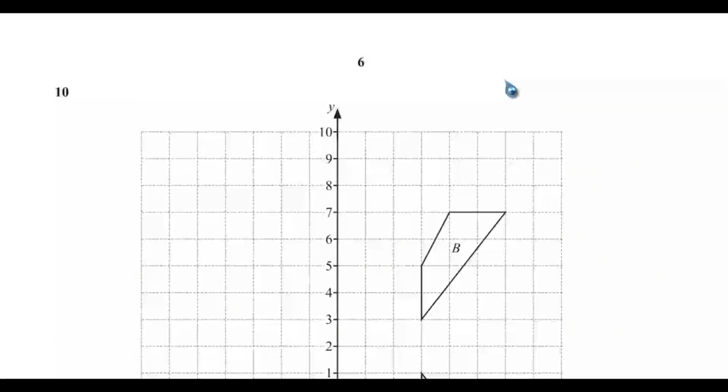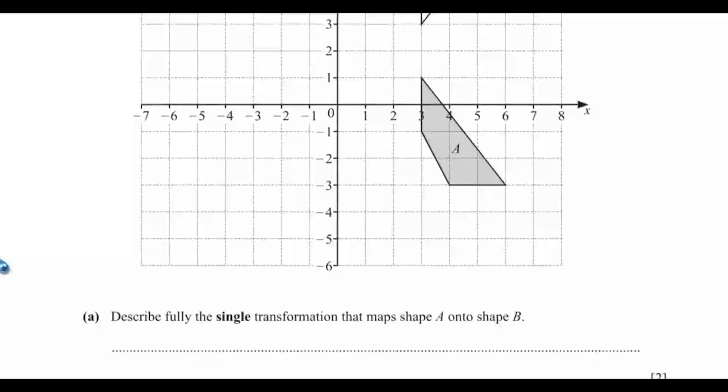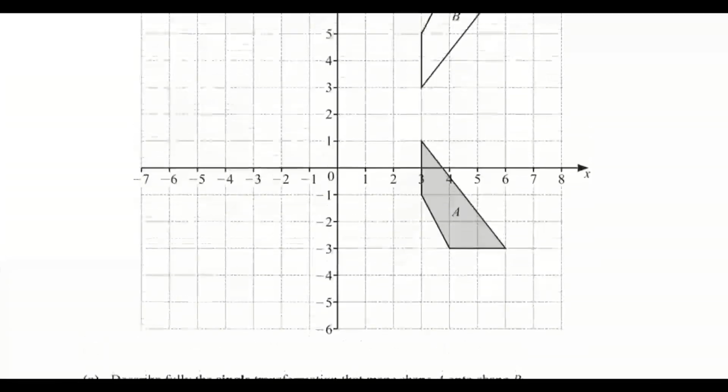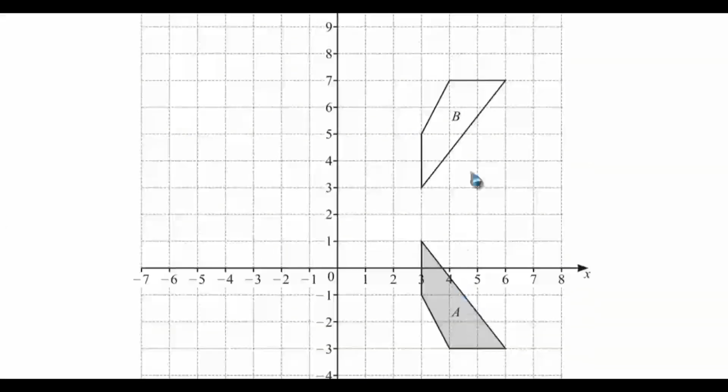Okay, this is another question, question 10 from paper 058022 May June 2023. Here we are asked to describe fully the single transformation that maps shape A onto shape B. So this is A onto B. The first thing is to label them, as the best practice, so you can easily see what is going on here.